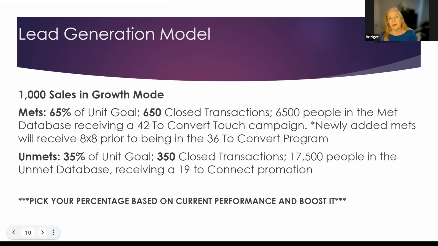Okay. So for this particular model, what we're assuming is they're going to get 65% of the total units closed out of their MET category and out of their MET database. That's going to include nearly everyone in the database with the exception of internet leads or sign calls.